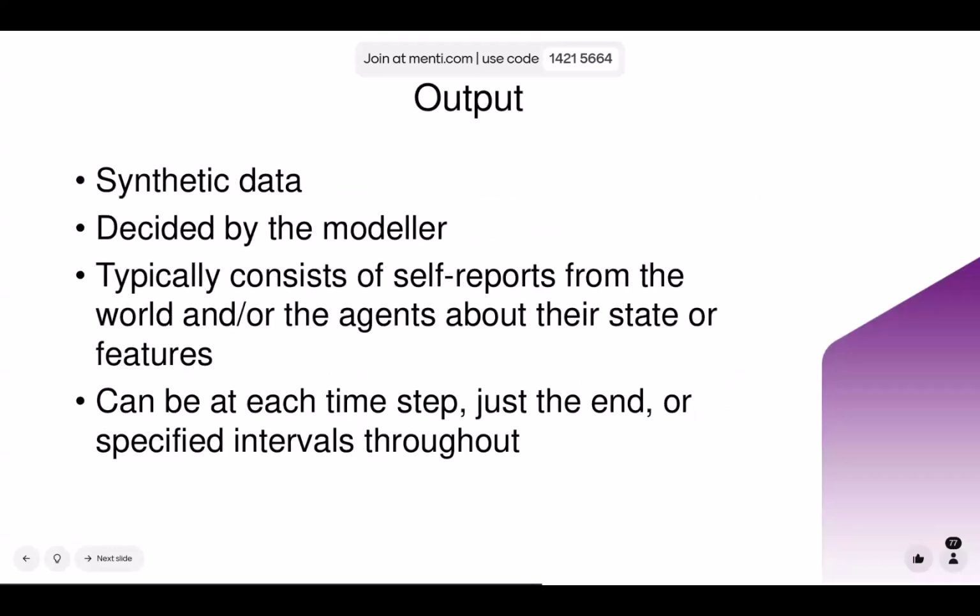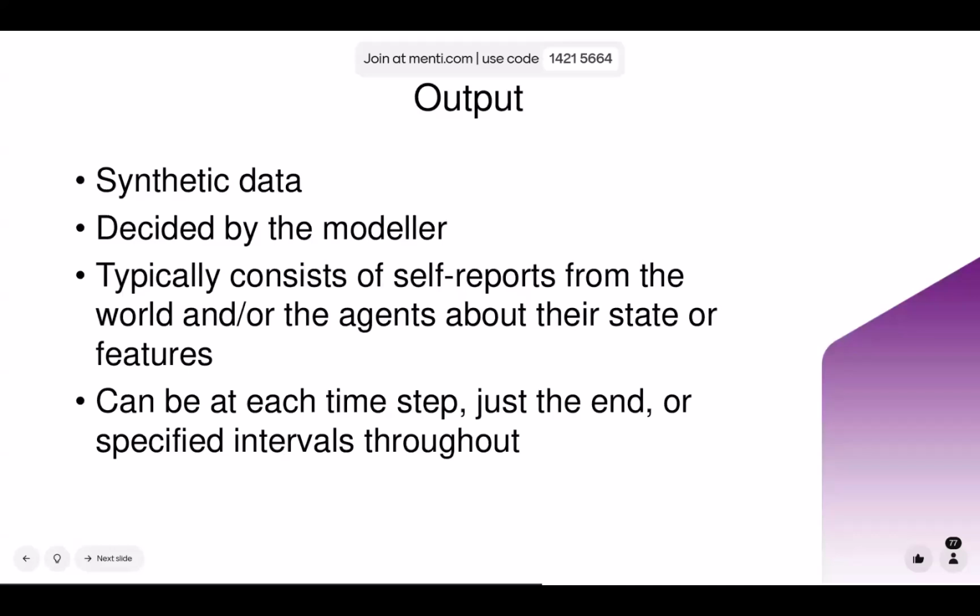Now, I meant to move this slide. It's okay. I'll talk about it here. So synthetic data, that is one of the title words in the name of the workshop today, so I will emphasize it. The output is whatever the modeler wants to ask the model about. So that could be that it asks the world to self-report how many agents are alive right now in the world. And they do this at each time step. And that's the output, how many agents are alive at each time step.